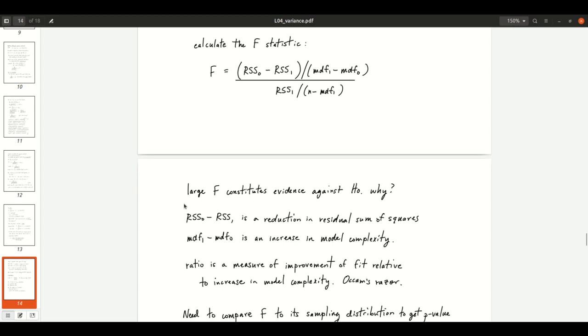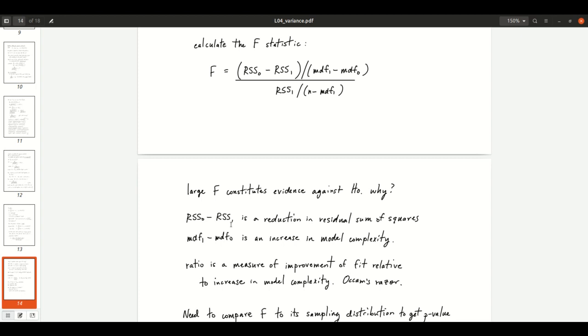Okay, so I'm claiming that a large F statistic constitutes evidence against the null. Why is that? So I'm trying to keep everything on the same page here. Let's look at the first quantity, RSS0 minus RSS1. What this measures is how much the residual sum of squares goes down when you switch from the null model to the full model.